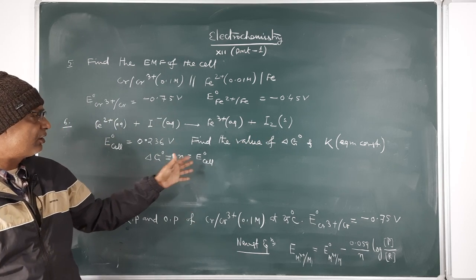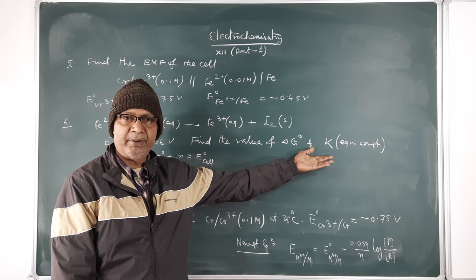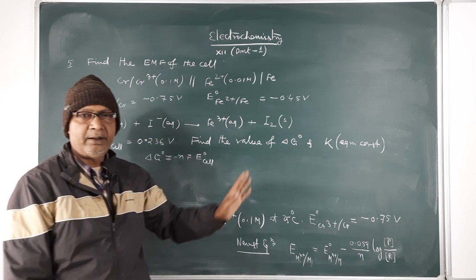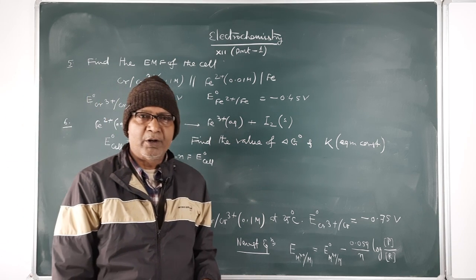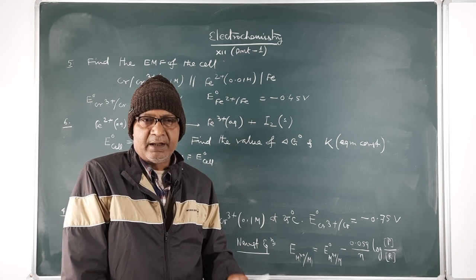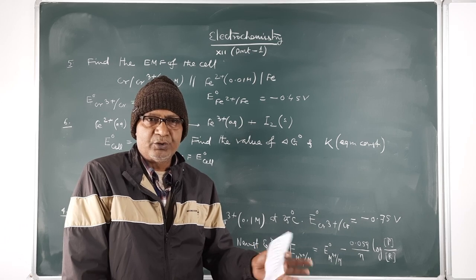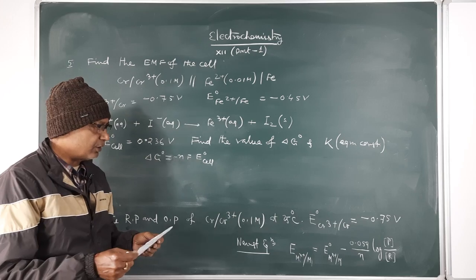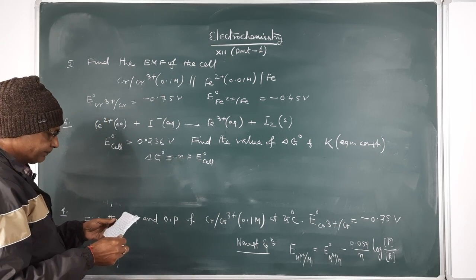Once delta G naught is known, you can find the value of K because you know the relation between the equilibrium constant and delta G naught: delta G naught equals minus 2.303 RT log K. Using this relation you find the equilibrium constant. So you will find these two things.